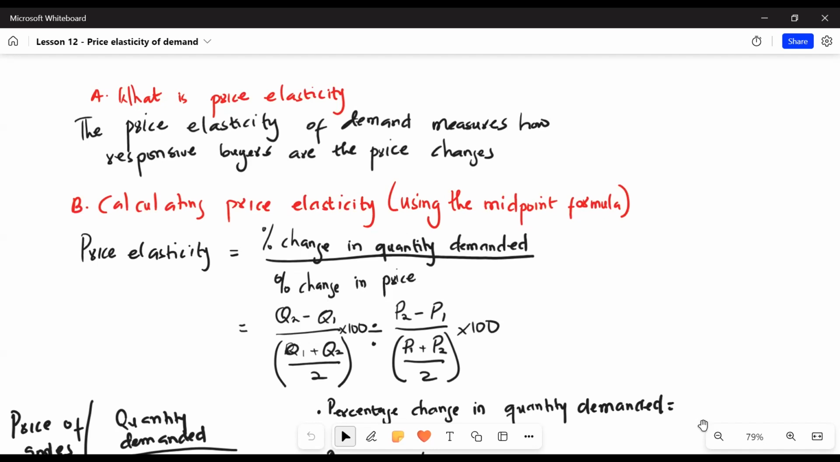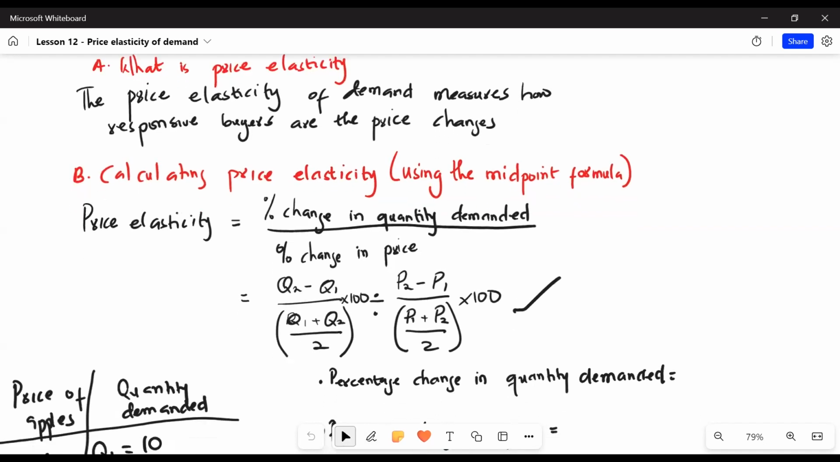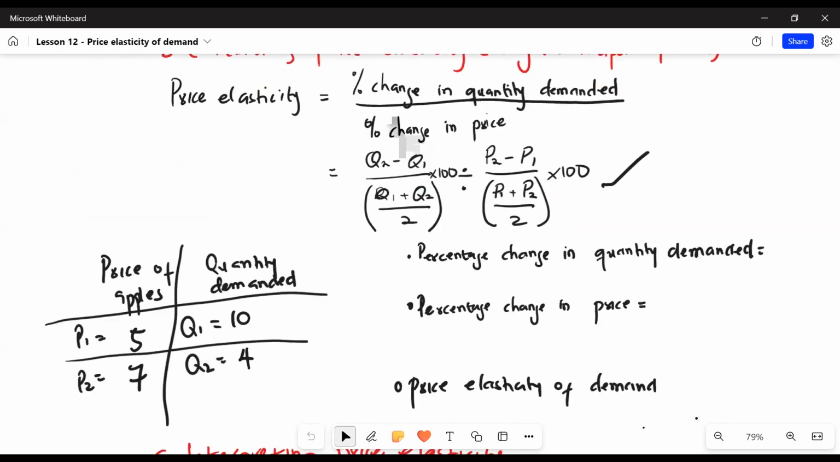Now, to calculate price elasticity, the formula is the percentage change in quantity demanded divided by the percentage change in price. We can use what we call the midpoint formula to calculate the price elasticity of demand. And this is what is shown here. Now, let's use a simple example in the market of apples to calculate price elasticity of demand.